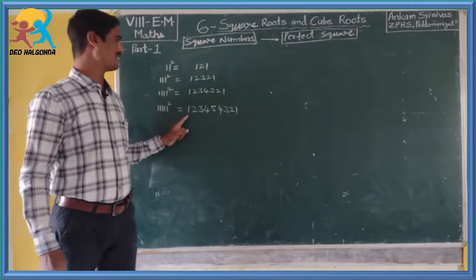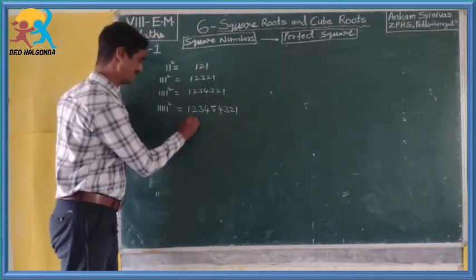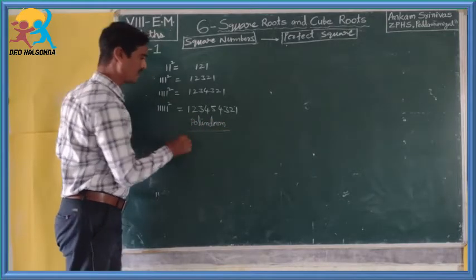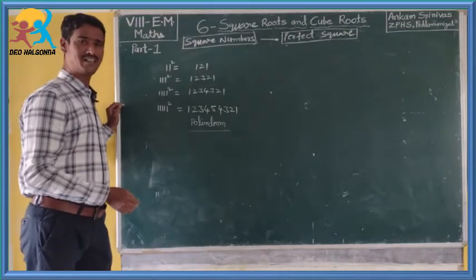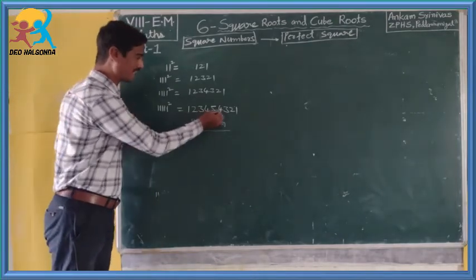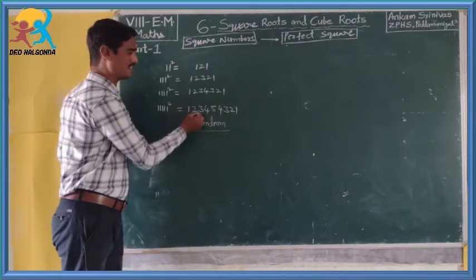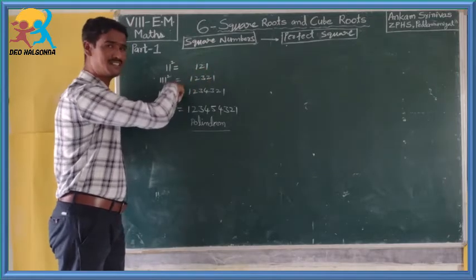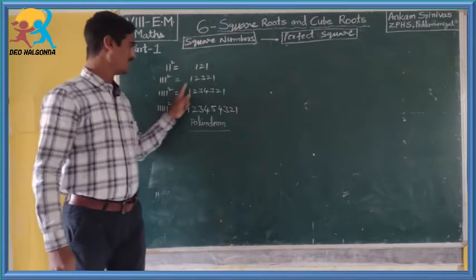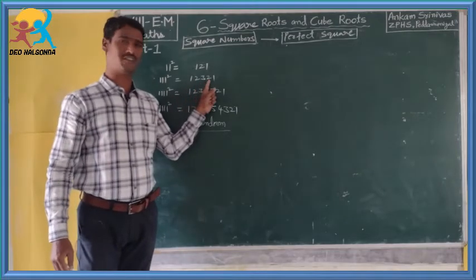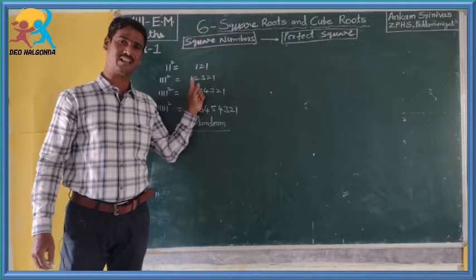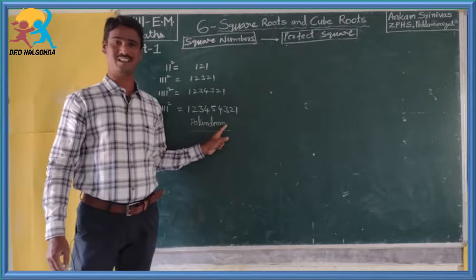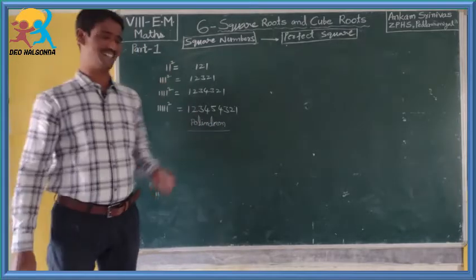So these types of numbers are called palindrome numbers. Palindrome numbers means numbers that read the same when reversed. 121, if I write the digits reversed, we get the same number. 12,321, if I reverse the digits, we get the same number. So these types of numbers are palindrome numbers. Very interesting, no? Which is another pattern.